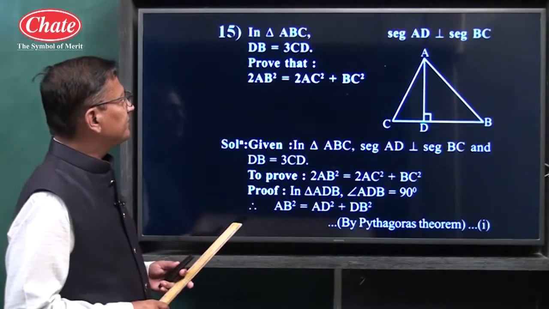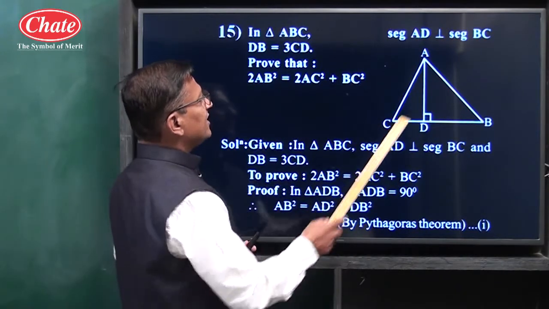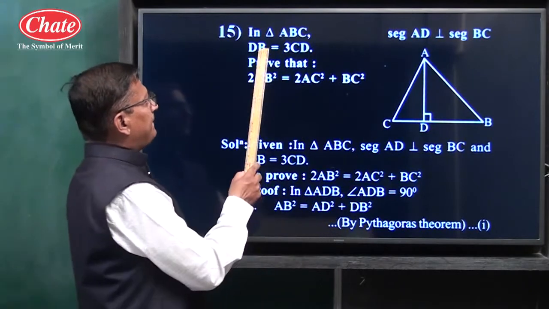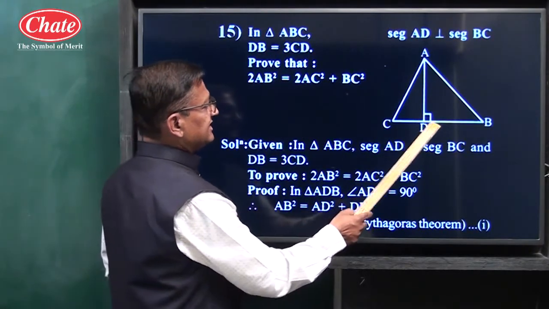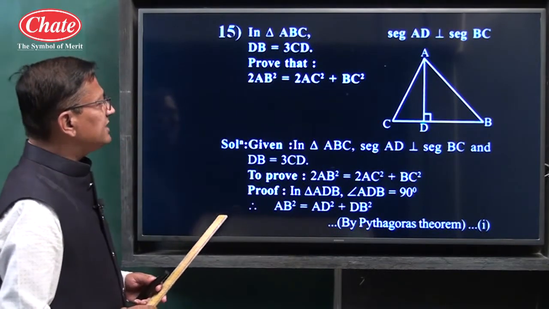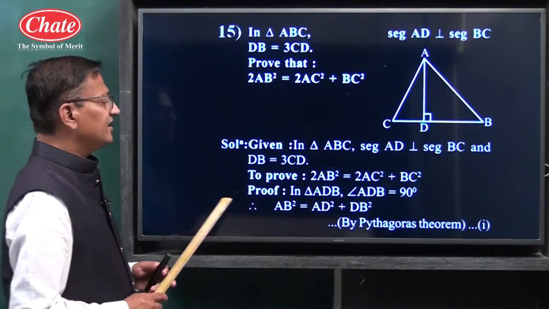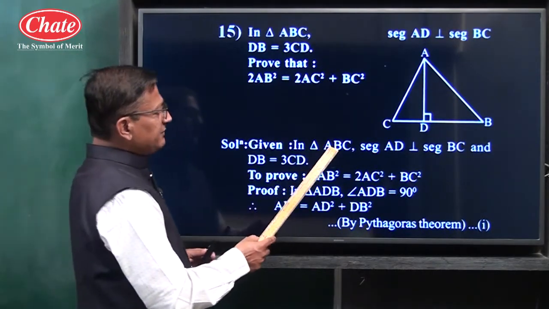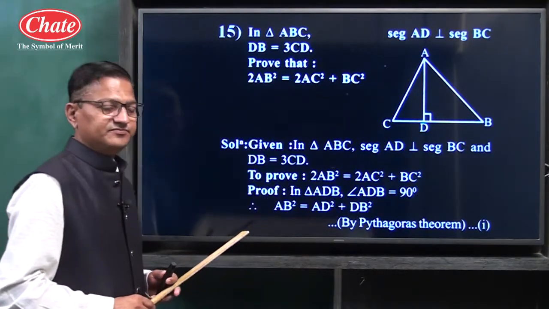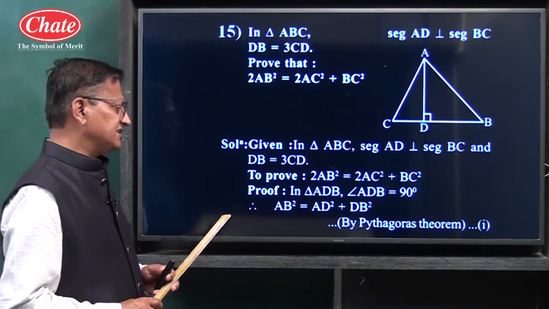See the example. In triangle ABC, segment AD is perpendicular to BC, DB is equal to 3CD. And we have to prove 2AB square is equal to 2AC square plus BC square. Here given: triangle ABC, segment AD perpendicular to BC and DB is equal to 3CD. To prove: 2AB square is equal to 2AC square plus BC square.